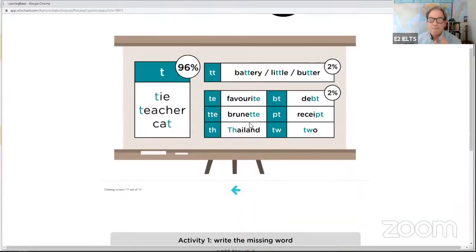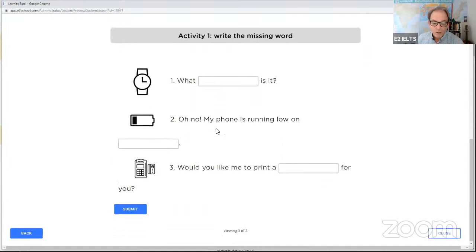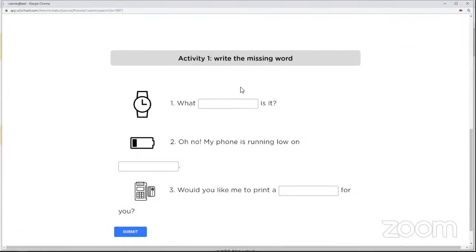Let's review. Battery, little, butter. We're going to drop the lip. Favorite, brunette, Thailand, debt, receipt, two. Okay. Now, 1, 2, and 3. Can you write the words that need to go in the blank that have the t sound in them? Remember, tip of the tongue behind the teeth. For 1, 2, and 3, write the answers, spell the answers correctly in the chat box.